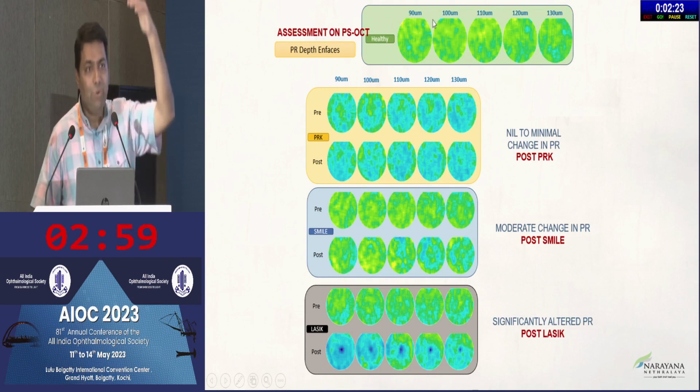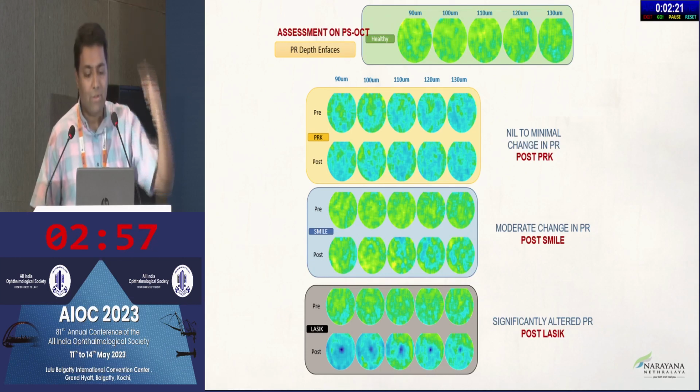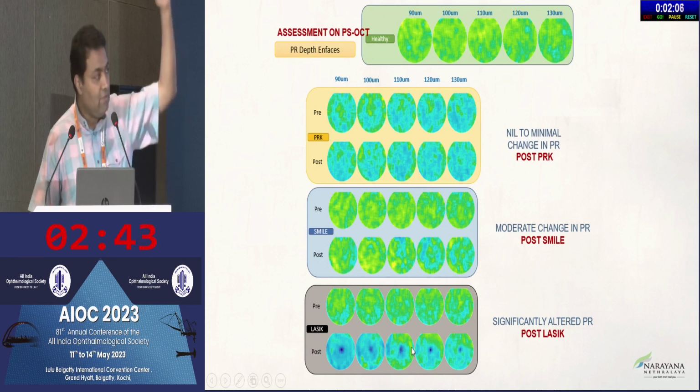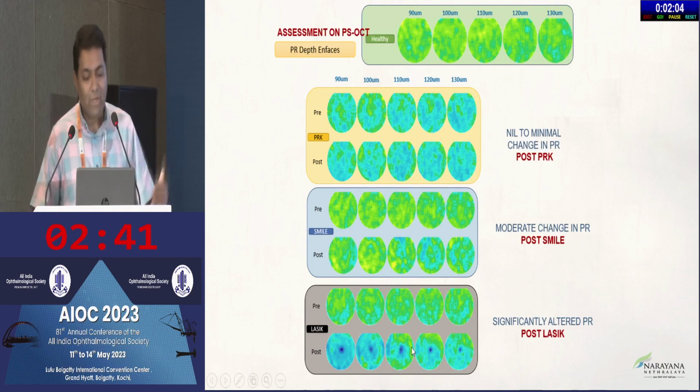You can just go by around 2233 microns. And this is very interesting. You can see the smile and the PRK case, the pre-op and post-op. The smile has a small change. The LASIK, a huge amount of change in the collagen at depth below 130 microns.